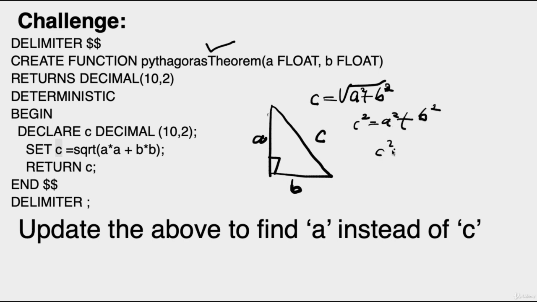Then C square minus B square is equals to A square. Then A now is equals to square root of C square minus B square. This is what the system expects us to do. C square minus B square, you find the square root.